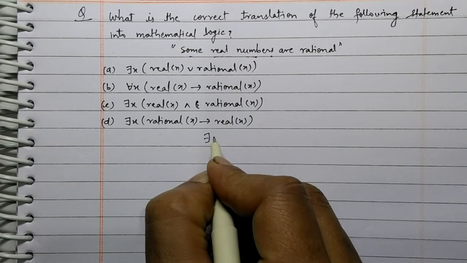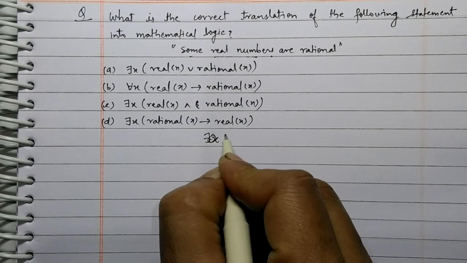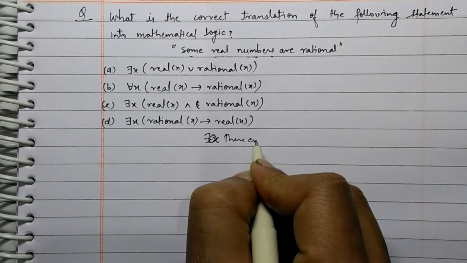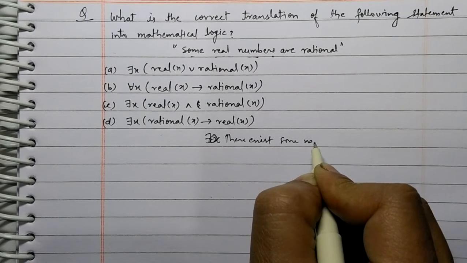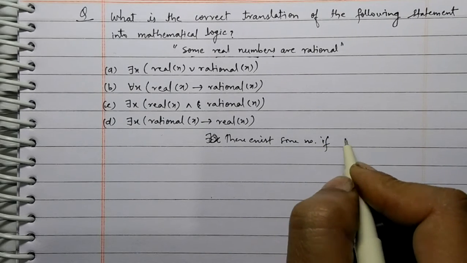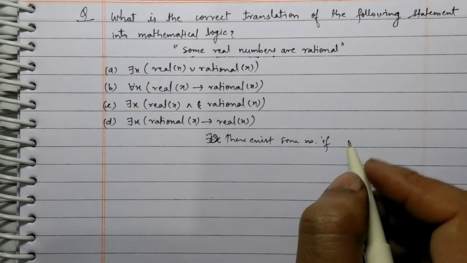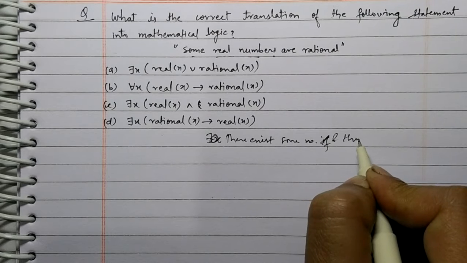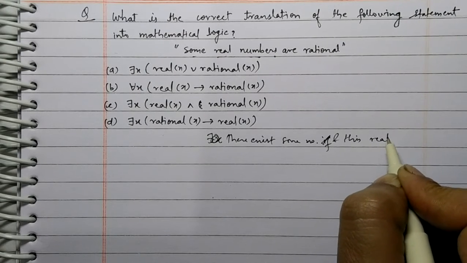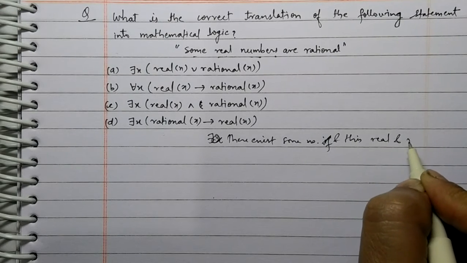There exist some number, and this number is real and rational.